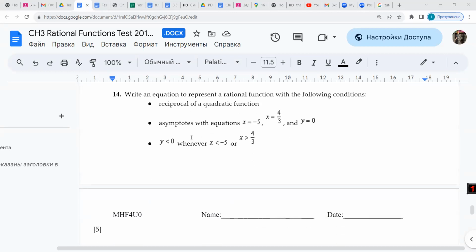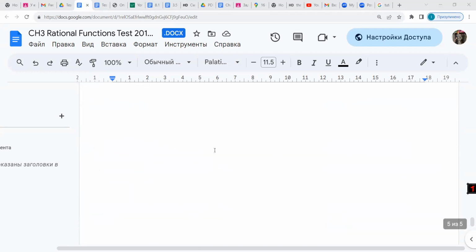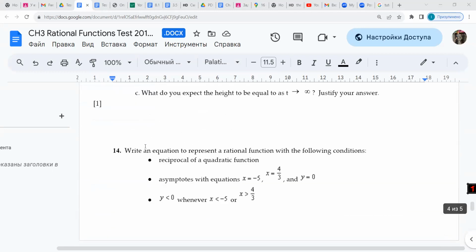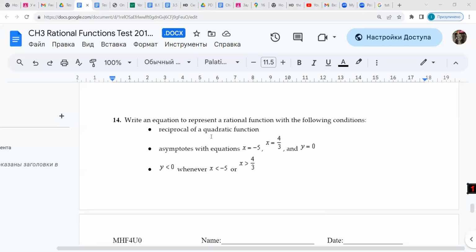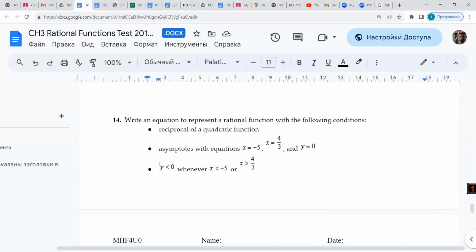Okay? And now, moving on to the next question. It's the last question, actually. Write an equation to represent a rational function with the following conditions: reciprocal of a quadratic function, asymptotes with equations, and the following behavior: y less than 0 for x less than -5.